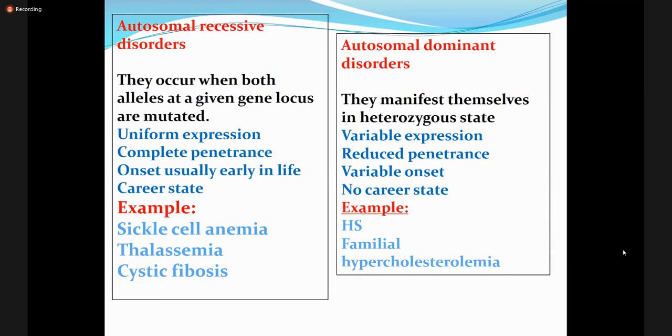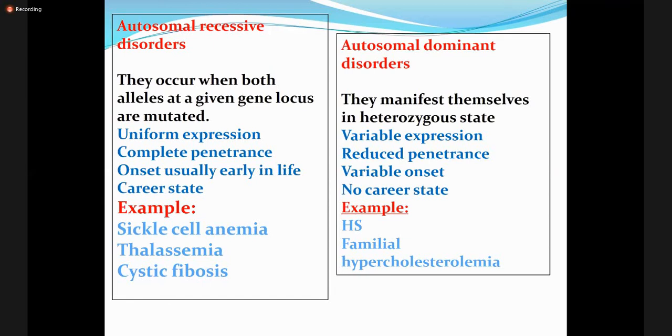Make it clear. Okay. So they occur when both alleles at a given gene locus are mutated. Autosomal, we are talking about autosomal recessive disorders. They will be exhibiting their effects when both the alleles at a given gene locus are mutated. We can say when both the genes are mutated. So the characteristics of autosomal disorders are uniform expression, complete penetrance, onset usually early in life and a carrier state. These all features were explained.